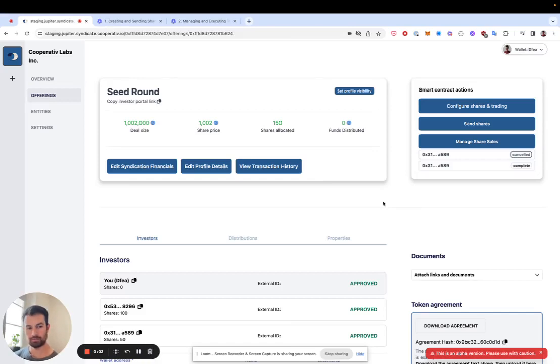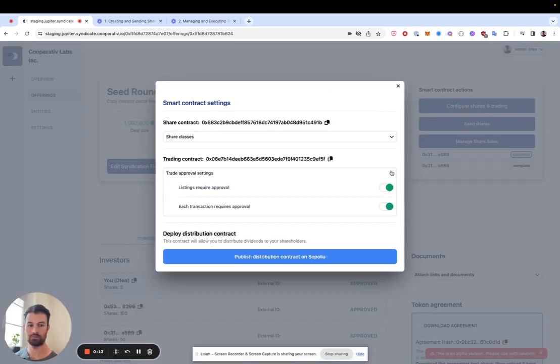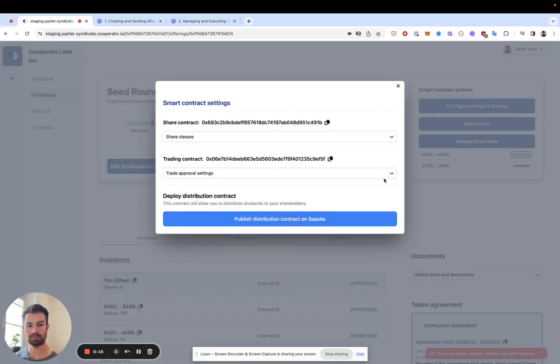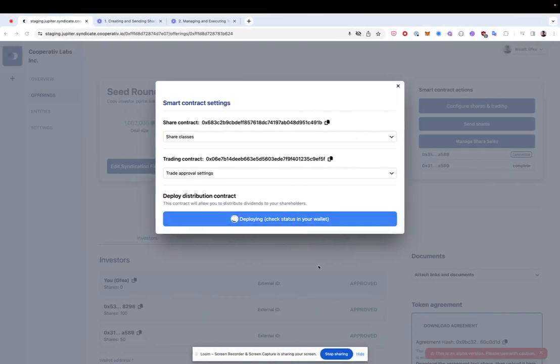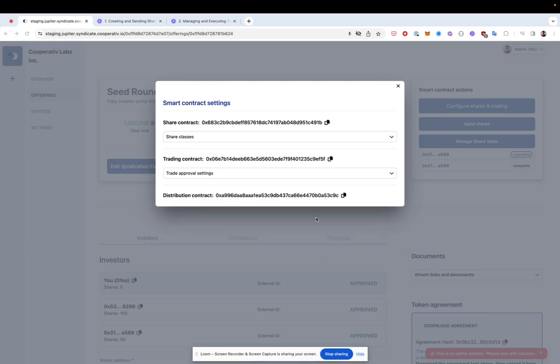So for part 3 here, we are going to configure and play with distributions. We start here, like we do with all smart contract settings, with deploying a distribution contract. So let's click deploy. This might take a moment. Okay, so we have a distribution contract.